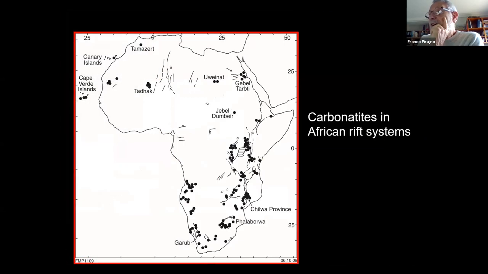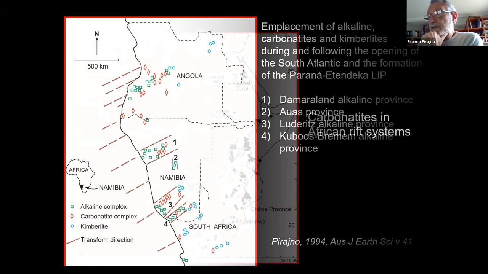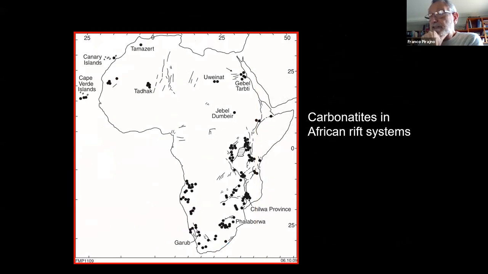Now, Africa is perhaps the motherland of carbonatites. As you can see, there are lots of them around, particularly in the East African rift system through here and all the way down to Namibia and Angola. Palabora is another typical example. Now, let me go back a minute. So we look at this area here in a bit more detail.